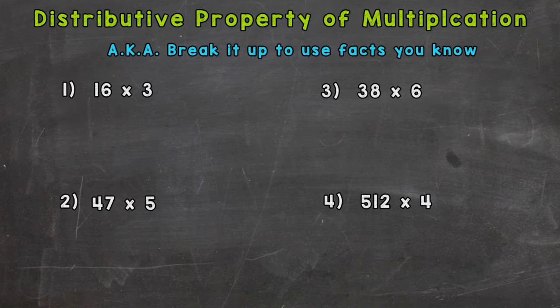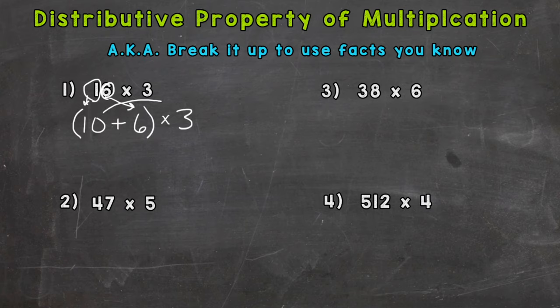So for number one, we have 16 times 3. The distributive property says we can take this 16 and break it into 10 plus 6. Now I got that 10 from the value of the 1 and the 6 from the value of the 6. And we can multiply that broken down 16 by 3. So we would first do 10 times 3 is 30, plus 6 times 3 is 18. And 30 plus 18 gives us 48. Now, once you get really good at these, that would be a problem you can use the distributive property to solve mentally. So let's take a look at number 2.